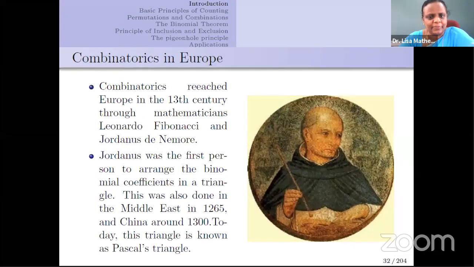Combinatorics reached Europe in the 13th century through the mathematicians Leonardo Fibonacci and Jordanus de Nemo. Now, Jordanus was the first person to arrange the binomial coefficients in triangular form, and simultaneously in the Middle East, that is in Persia and China, this was also done. And today, this triangle is known as Pascal's triangle, although it was discovered long before Pascal's time.